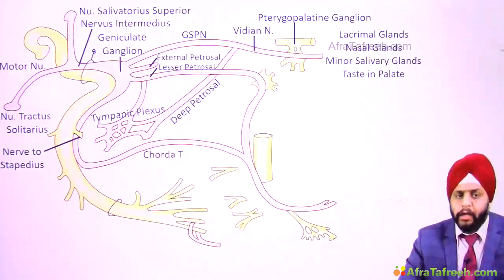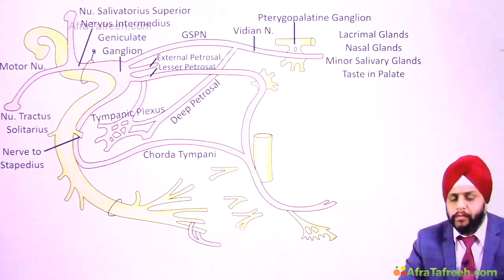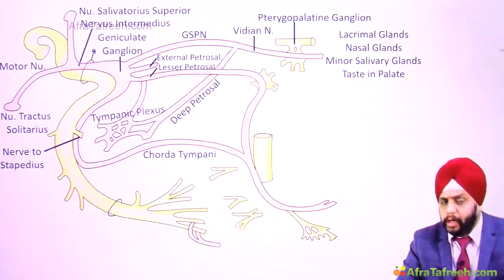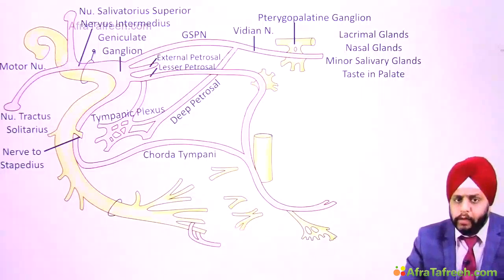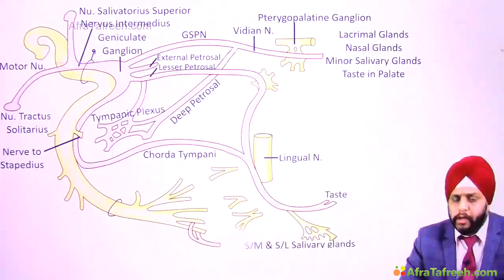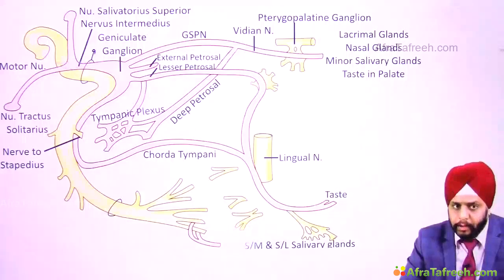Okay, right? And then we have the chorda tympani, the first embryonic branch. This chorda tympani also comes out of the middle ear into the infratemporal fossa, and there it combines with the lingual nerve, and thereafter it supplies taste and the submandibular and sublingual salivary glands.